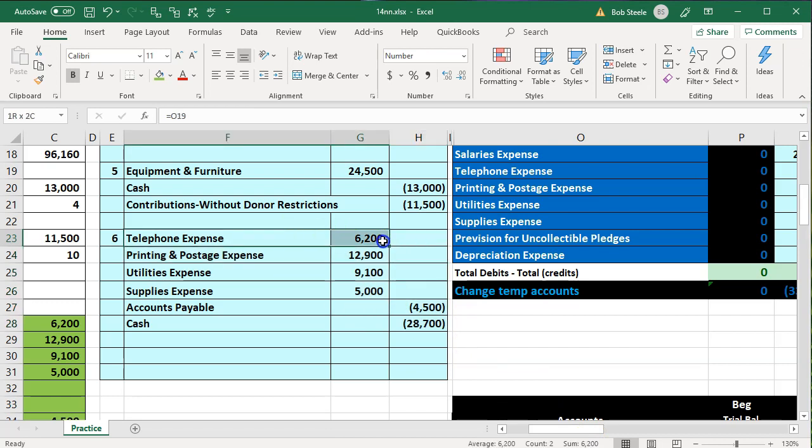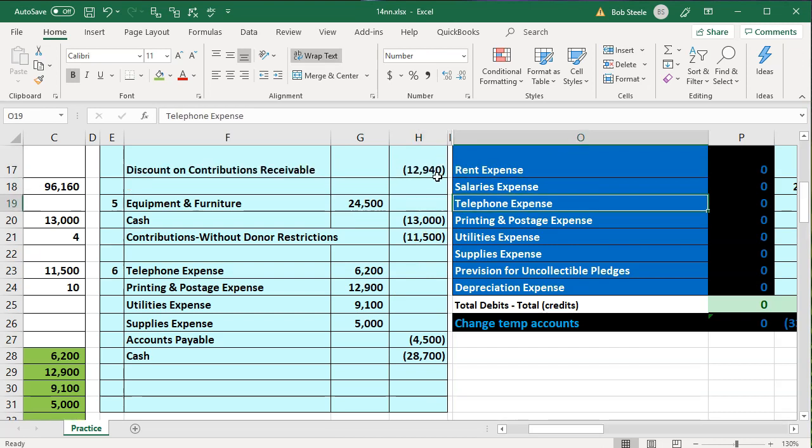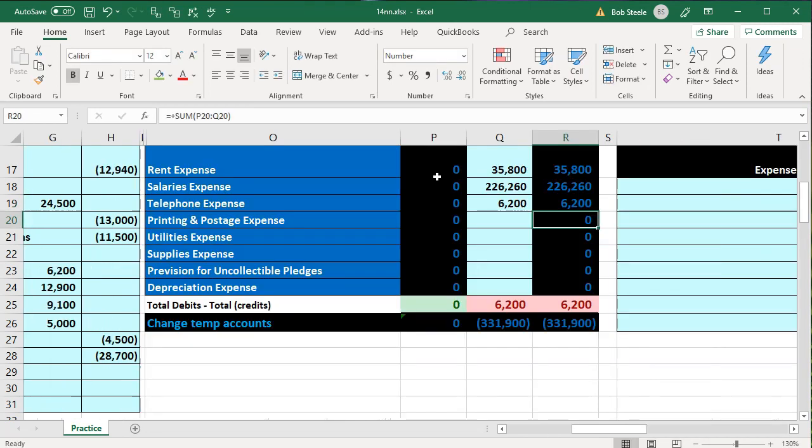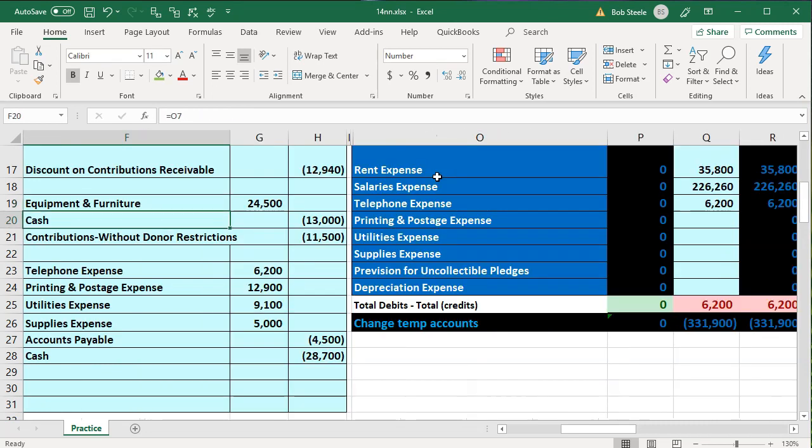Let's go to the telephone first. Let's record this out. We're going to go telephone and then scroll back up top. Here's the telephone account. We're in Q19 equals, and we'll scroll over to that 6,200 and enter, picking that up in the debit direction. Then we're in the printing and postage. So printing and postage is here. We're in Q20 equals, and we'll pick up the printing and postage.